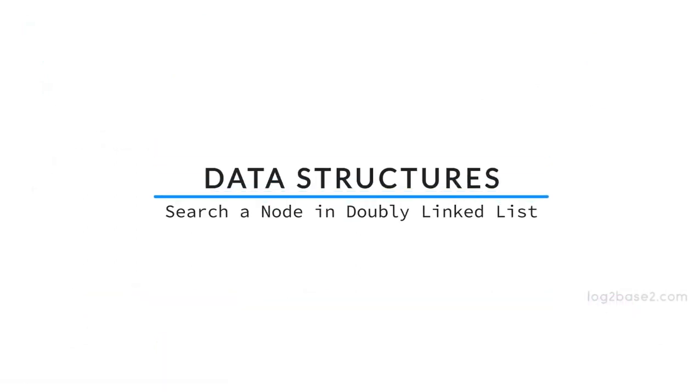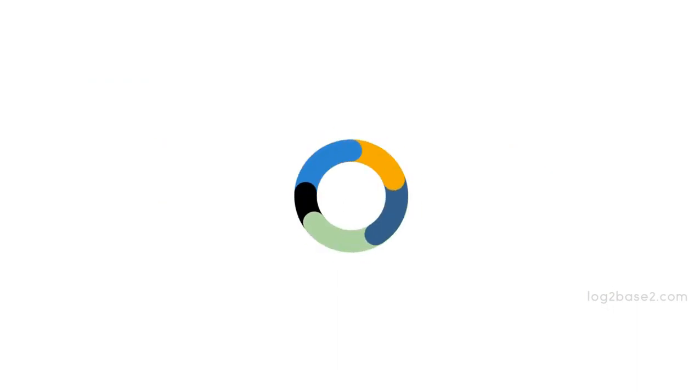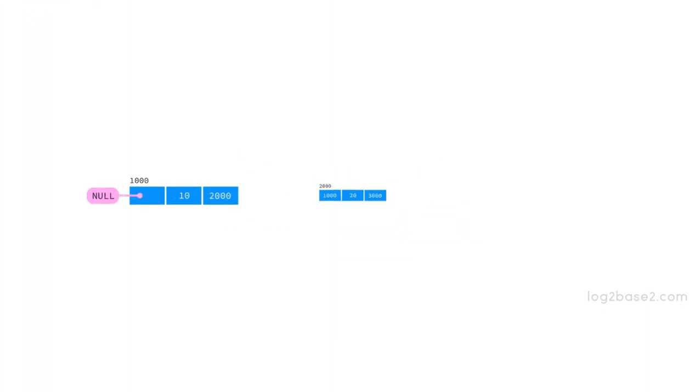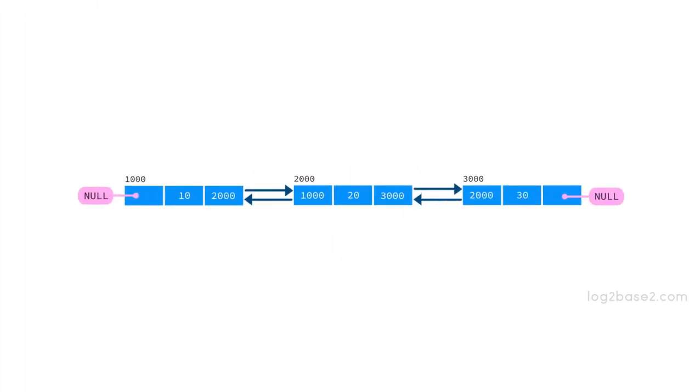Hello friends, in this video, we will discuss how to search for a node in a doubly linked list. For example, we have this doubly linked list here and let us search for the key 30. So iterate the list starting from head node and compare with data part of each node.